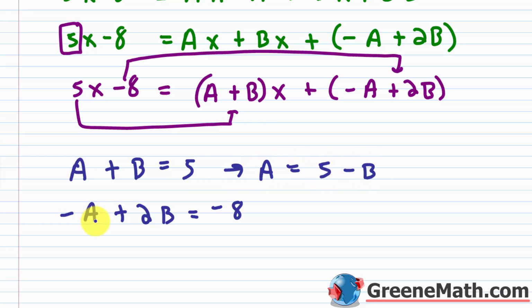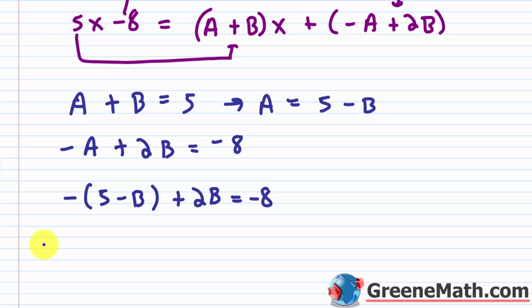So if I plugged in for A here, I would have the negative of 5 minus B, and then plus 2B is equal to negative 8. So let's go ahead and solve this really quick. So I'd have negative 5 plus B, and then plus 2B is equal to negative 8. So this would end up being 3B. And if I add 5 to both sides, I would get negative 3 over here. So this is negative 3.